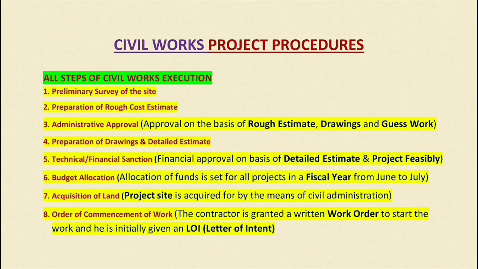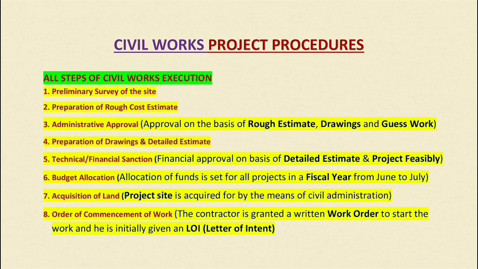The second step is preparation of a rough cost estimate. This rough estimate works on the surface area and the cubic volume. The total surface area is calculated, and the total volume is calculated in cubic volume, and then it is multiplied with past work experience. This is how the rough cost estimate is prepared, like the plinth area estimate. These types of estimates are prepared.